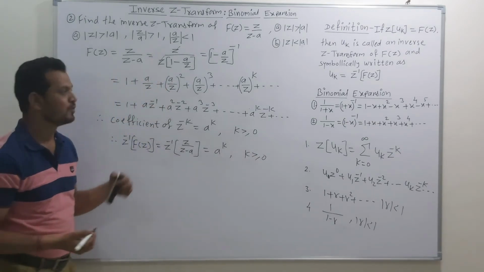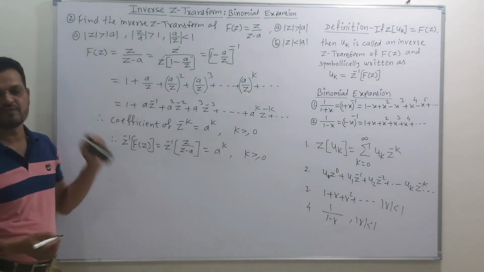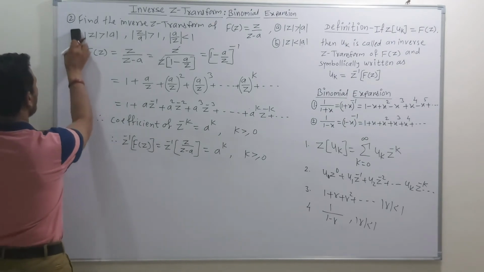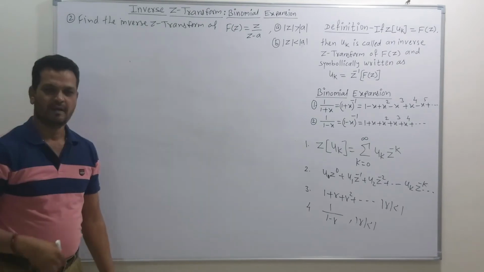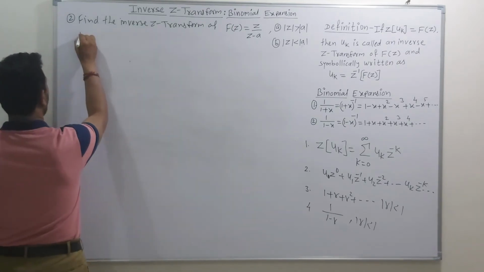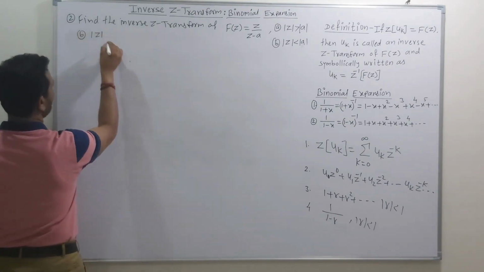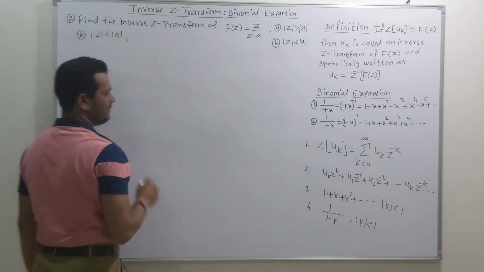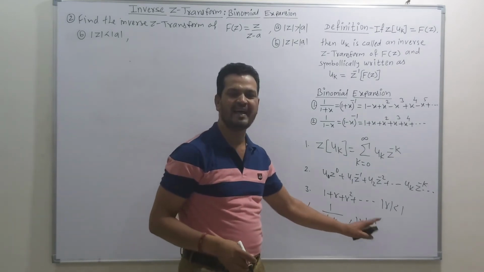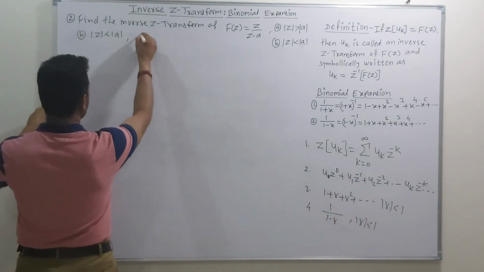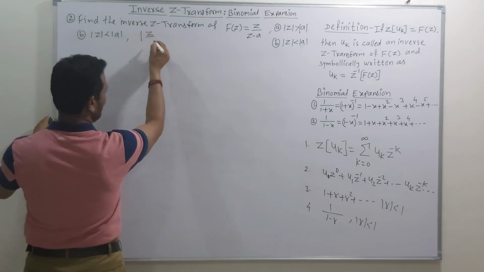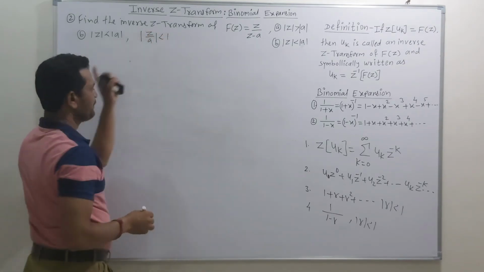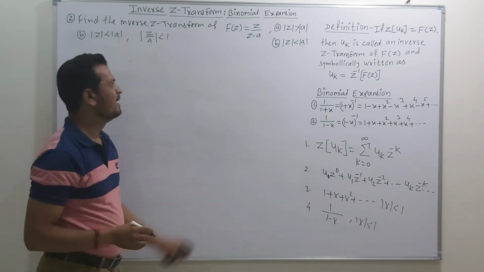So this is the solution to the first condition, that mod of z is greater than a. Now take the solution for the second condition, b. The second condition is that mod of z is less than a. Our aim is to write this as mod of r less than 1. If we convert this in terms of r less than 1, we get z upon a less than 1, where the value of r is z upon a.